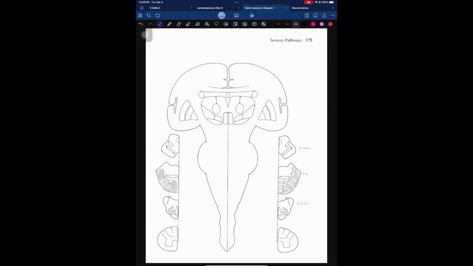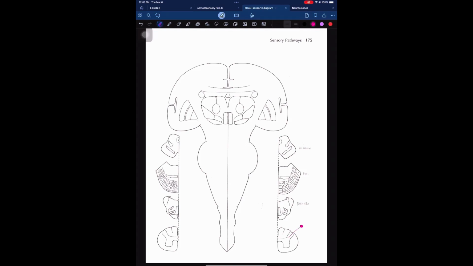The dorsal column medial lemniscus (DCML) pathway is used for discriminative touch and conscious proprioception of the body. It follows a 3-neuron pattern with the second neuron crossing the midline of the body. The first neuron travels from a peripheral nerve and synapses at the dorsal root ganglion in the peripheral nervous system.